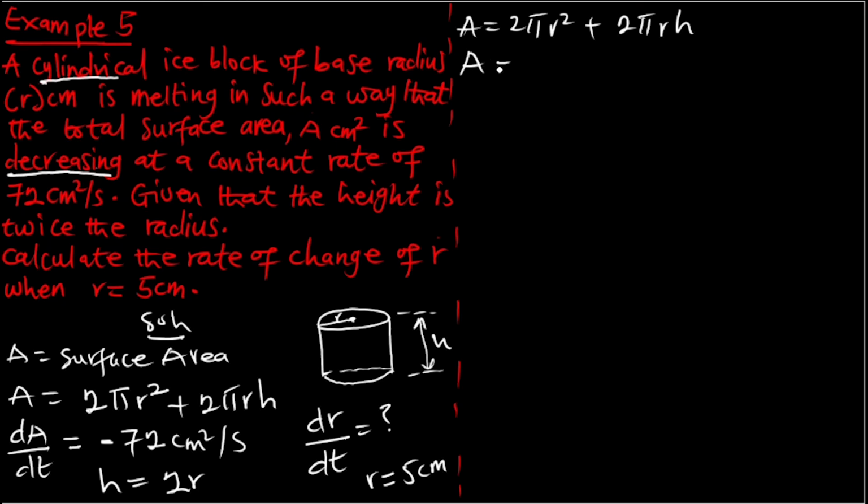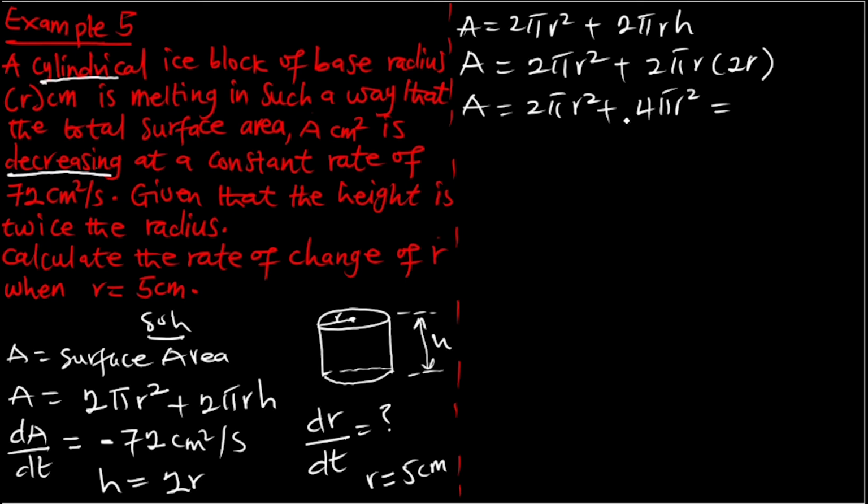So I can say my A should be 2πr² plus 2πr times 2r. And when you combine this, you're going to get 2πr² plus another 4πr². Since they are like terms, you get 2πr² and 4πr², which is going to give you 6πr². Therefore, my dA with respect to r, differentiating this with respect to r, will be 12πr. So now we are looking for dr/dt.